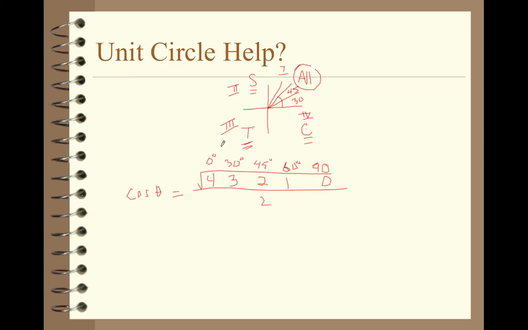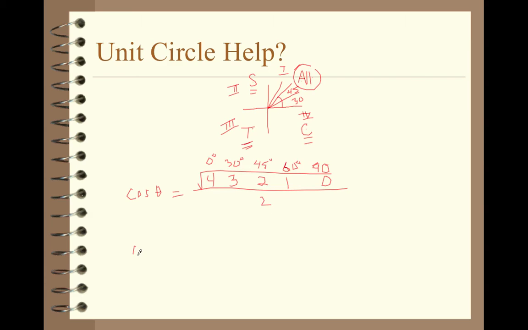Alright, so let's continue with these. So if I had 60 degrees, if I take the square root of 1, square root of 1 is 1, and 1 divided by 2 is a half. So the cosine of 60 degrees is a half, and the last one, square root of 0 is 0, over 2 is 0, cosine of 90 degrees is 0.